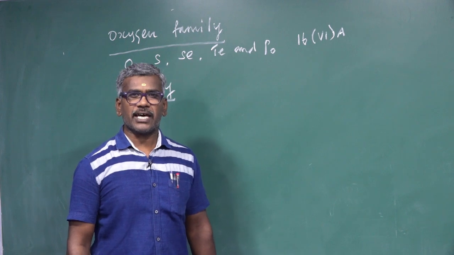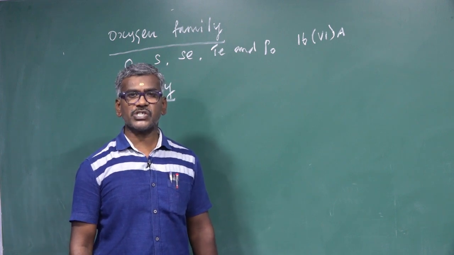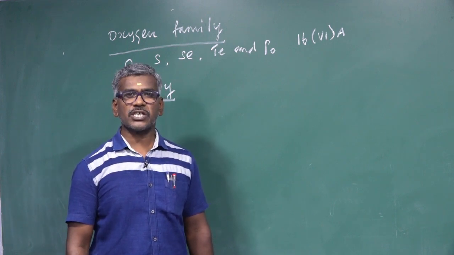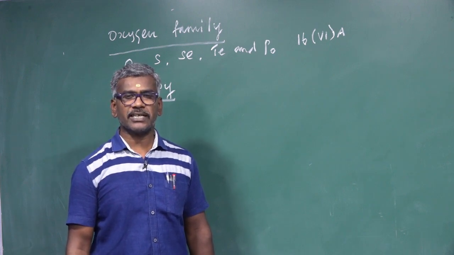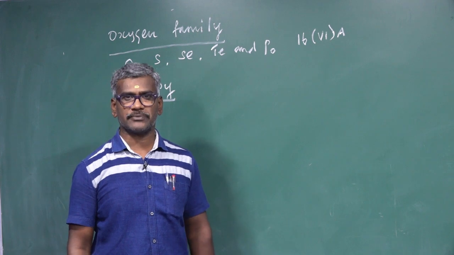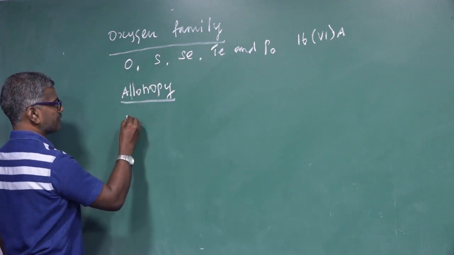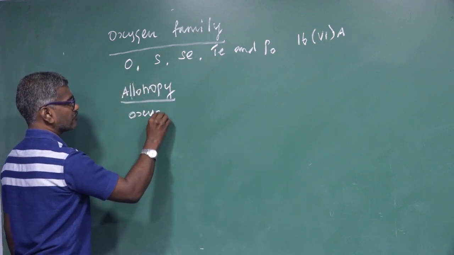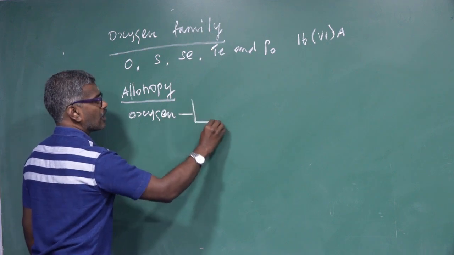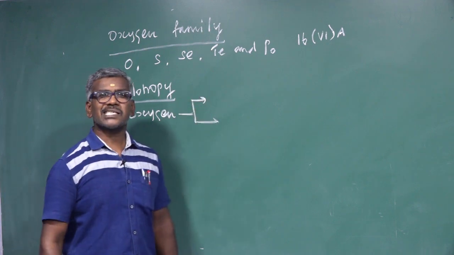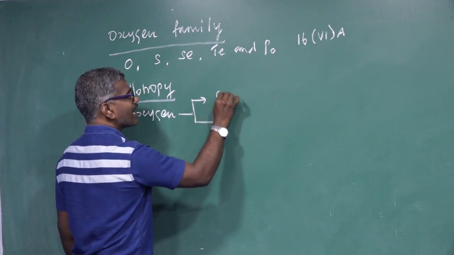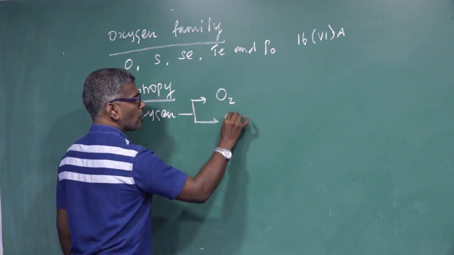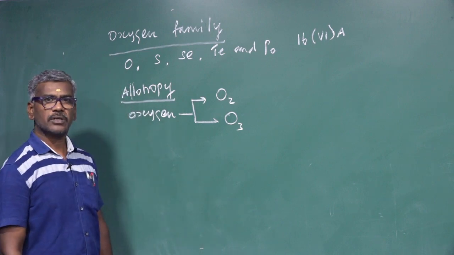Allotropy can be defined as the property by which an element exists in more than one form that are physically different and chemically similar. First one, oxygen. Oxygen exhibits two types of allotropy: first one, dioxygen, another one is ozone.